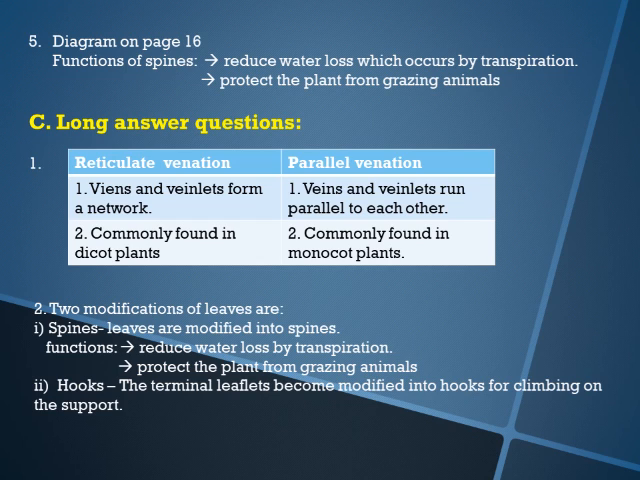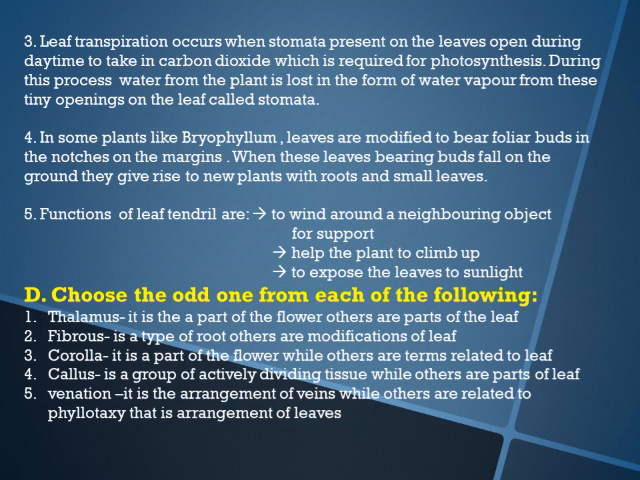Two modifications of leaves: spines. Leaves are modified into spines. Functions: to reduce water loss by transpiration and to protect the plant from grazing animals. I have given hooks also. The terminal leaflet becomes modified into a hook for climbing onto the support. Now here I have given in question number 2 of long answer questions any two modifications. You can also give any two modifications along with their functions or roles.